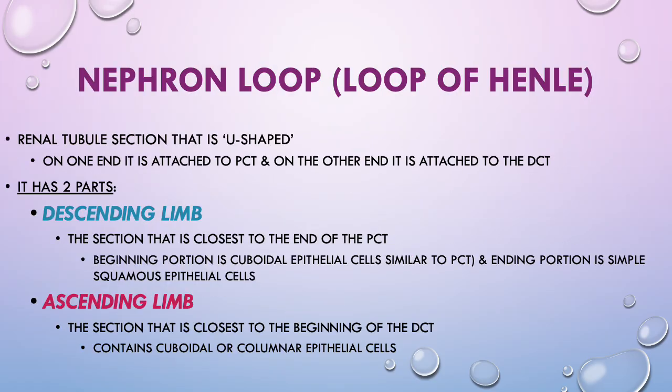Now the nephron loop, also known as the loop of Henle, is the U-shaped area with a descending piece and an ascending piece. It has a descending limb, and this one is the one that is closest to the PCT. It also has an inner portion, of course, with cuboidal epithelial cells similar to the PCT, and the ending portion is simple squamous epithelial cells. Why is that important? Because probably in this area we don't have a lot of reabsorption, right?